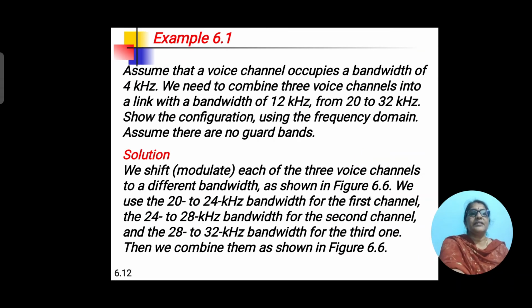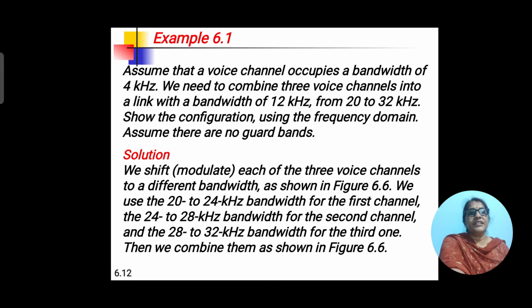Let us see one example. Assume that a voice channel occupies a bandwidth of 4 kHz. We need to combine 3 voice channels into a link with a bandwidth of 12 kHz, from 20 to 32 kHz. Show the configuration using the frequency domain. Assume there are no guard bands.